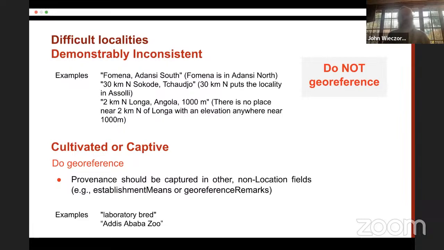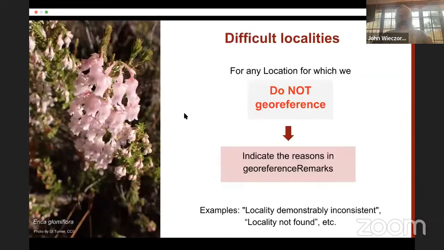There's a different way to say that something is cultivated or captive that will allow people to filter out those locations that are georeferenced for those situations and not use them in niche models, for example. And that's the field in Darwin Core called establishmentMeans. And there it can say that something is native or cultivated. Okay, so that covers all the examples of difficult localities.